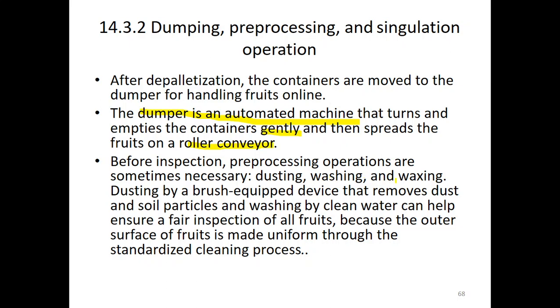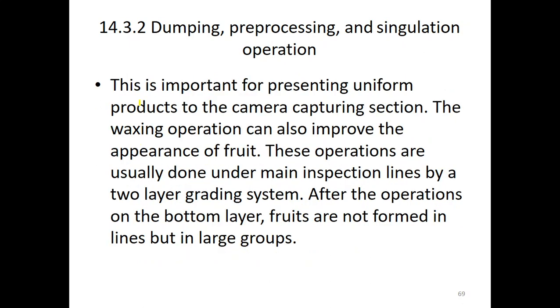Dusting, washing, waxing. Dusting is done by a brush-equipped device that removes dust and soil particles. And washing with clean water can help ensure a fair inspection of all fruit. This process is important because it can clean the surface of the fruit or vegetable, and the outer surface of the fruit is made uniform through the sanitizing and cleaning process. So this is important for presenting a uniform product to the camera capturing section.